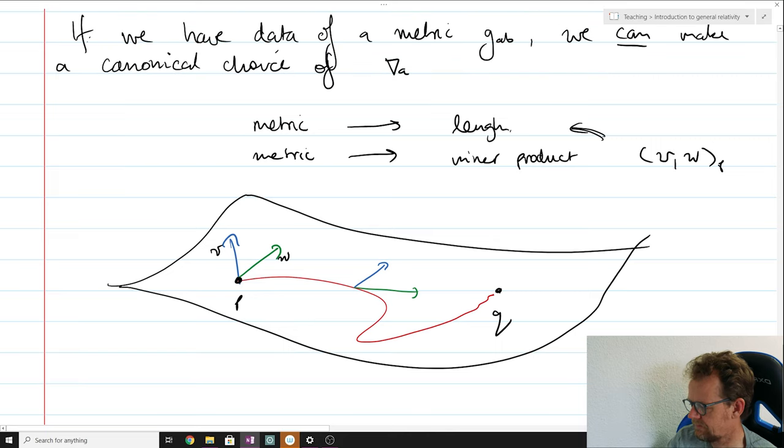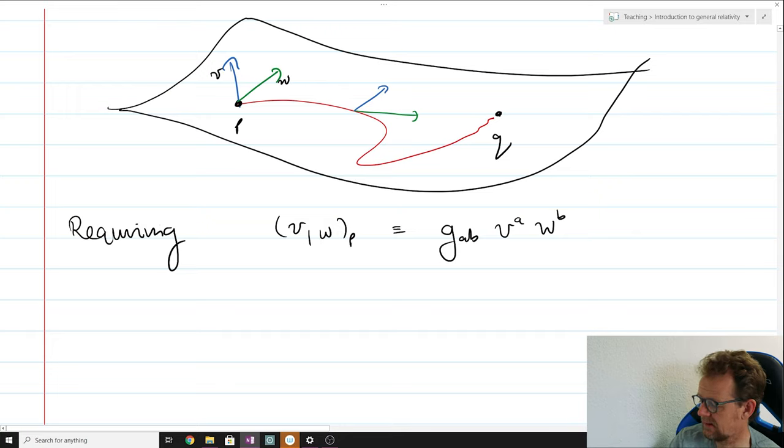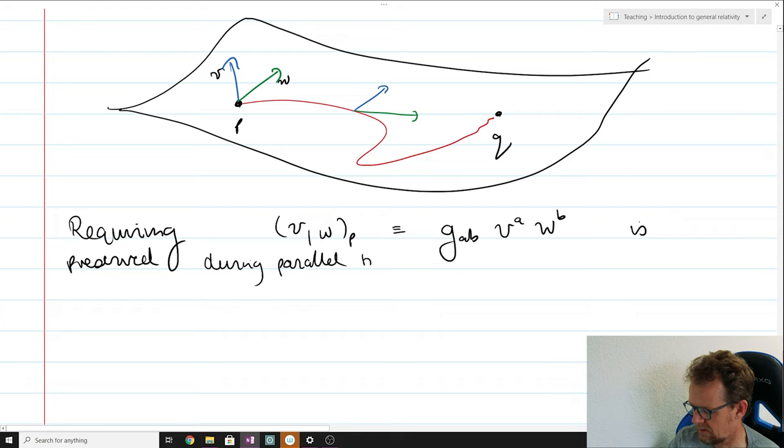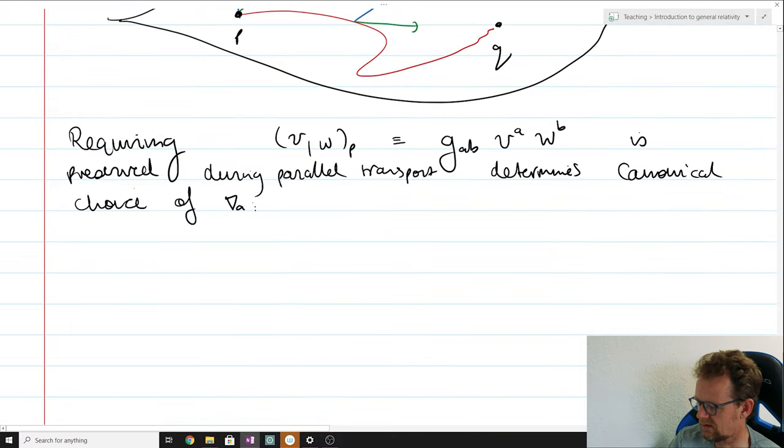And that turns out, requiring that the inner product, or the angle, between arbitrary pairs of vectors in the tangent space is preserved during parallel transport, is enough to determine a unique or canonical choice of derivative operator. Okay, how does that work? Well, we demand that the inner product doesn't change as we go along the curve, as we parallel transport along the curve.